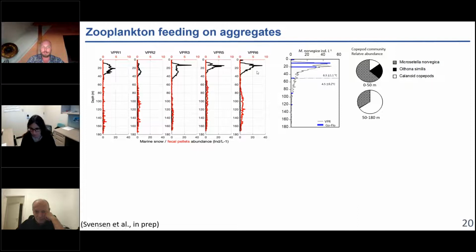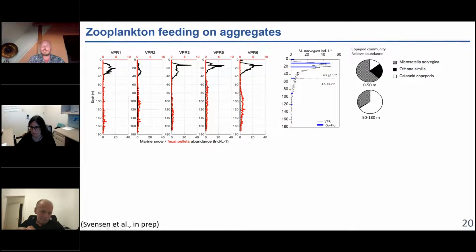And what we saw was, here we used video plankton recorder, VPR, to film it. So the black here is marine snow particles, and the red are fecal pellets. And we could see that marine snow were formed, but they also didn't have a chance to sink out. So something was feeding on them.